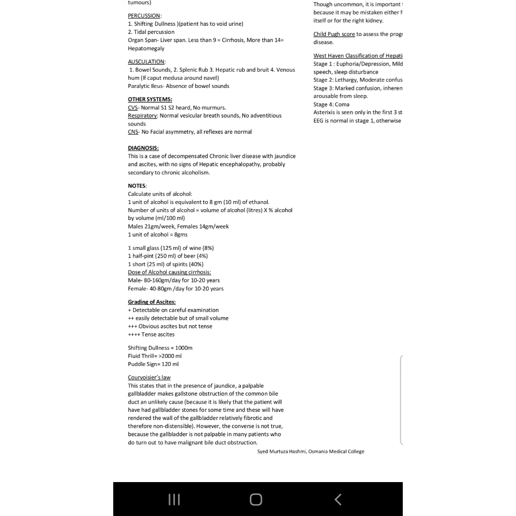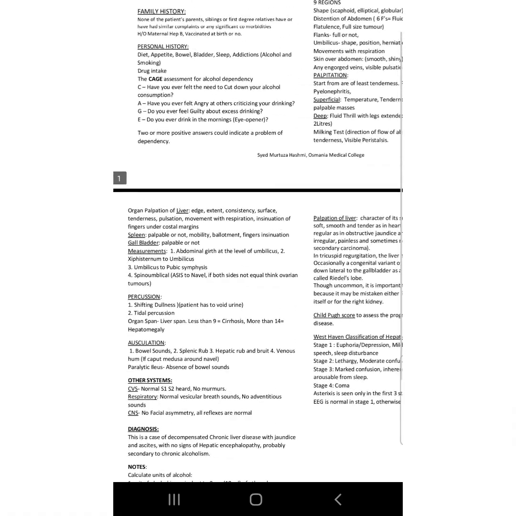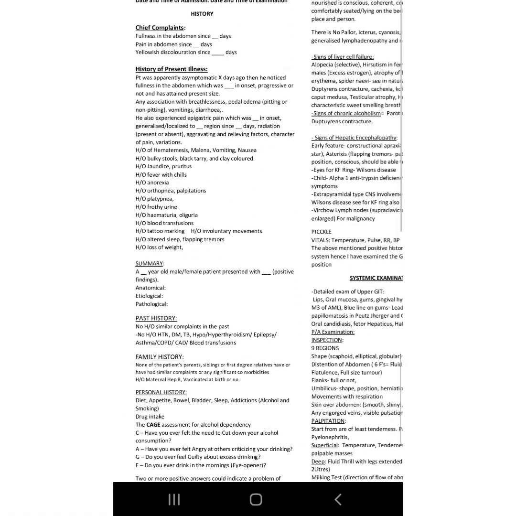1 unit of alcohol is equivalent to 10 ml of ethanol or 8 grams of ethanol, and the number of units of alcohol equals the volume of the alcohol in liters times the percentage by volume. Percentage by volume is ml per 100 ml. So you need to calculate like this. So this is about the GIT case proforma.